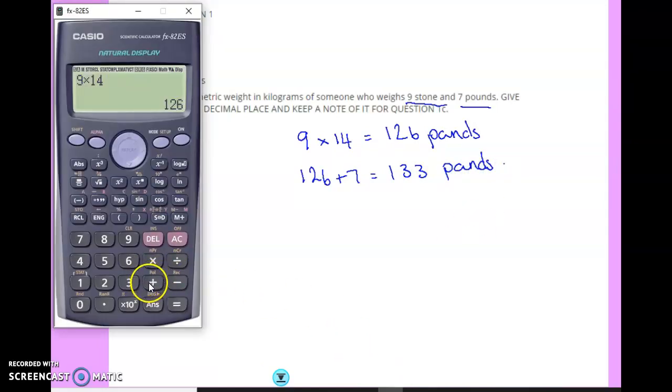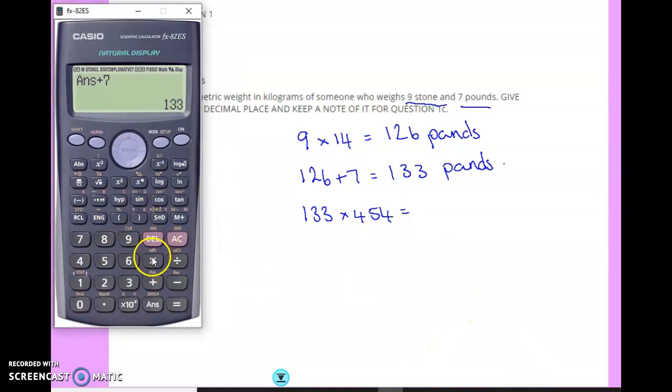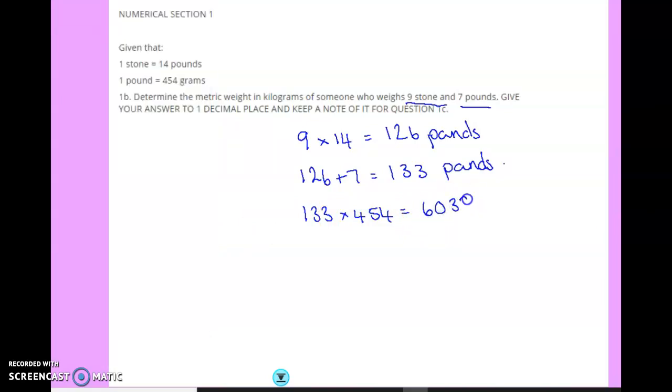Okay, there are 454 grams in a pound. So we're going to times. So you get 60,382. So there's 60,382 grams. I want a weight in kilograms. There are 1,000 grams in a kilogram. So I'm going to divide by 1,000.